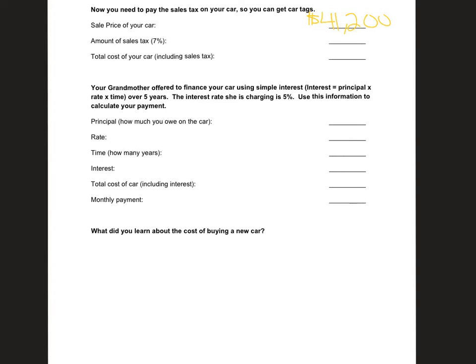Okay, the amount of sales tax is 7%. So that means I have to pay 7% of the price of my car for sales tax. So to figure out my sales tax, I will do $41,200, the price of my car, times 0.07, which is 7%. So 41,200 times 0.07 ends up equaling $2,884. So that means I have to pay an additional $2,884 for sales tax.